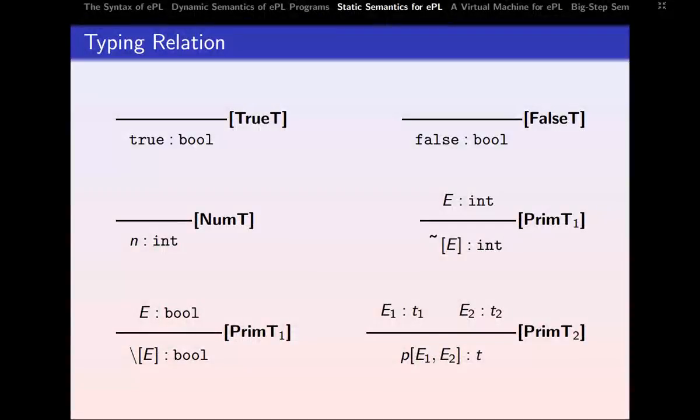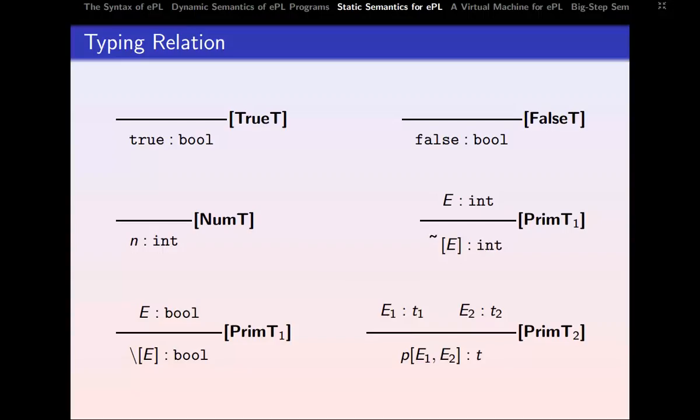And then we have inference rules. Inference rules have a premise, something above the bar. So if e is of type int, negation of e is of type int. The minus e, negative of e, is an int. If e is a boolean, negation of e is a boolean. If e1 is of type t1 and e2 is of type t2, then p applied to e1 and e2 is of the corresponding type t. That type t depends on p. For instance, again, this is a rule schema.